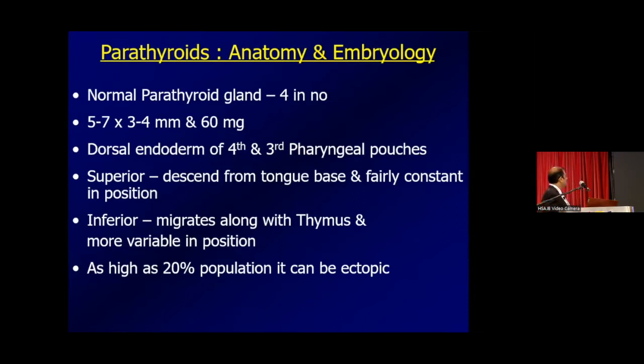As it is developing from the dorsal endoderm of the 4th and 3rd pharyngeal pouches, especially the inferior, they are notorious to be seen in ectopic positions. Majority of the time, as it migrates along with the thymus, you can see it in the mediastinum, and they are relatively more variable in position when compared to superior glands. As high as 20% of the population, it can be ectopic. So obviously, our imaging has to cover the neck and also the chest, the mediastinum.